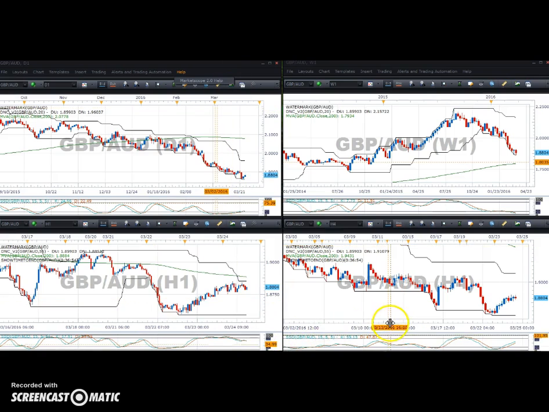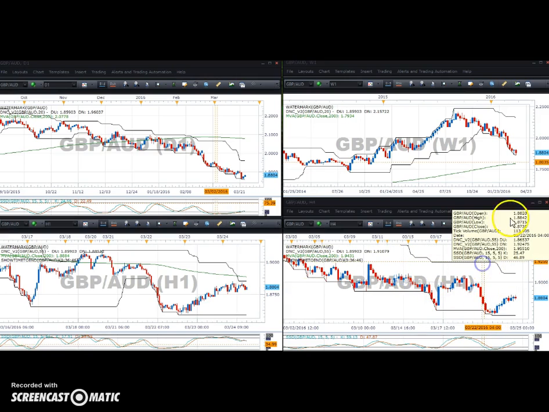I then go to a shorter time frame chart, either the 4-hour or the 1-hour, to make a determination as to where my entry is going to be. The 4-hour chart, I like the look of the 4-hour at this point. Let's expand that a little bit.